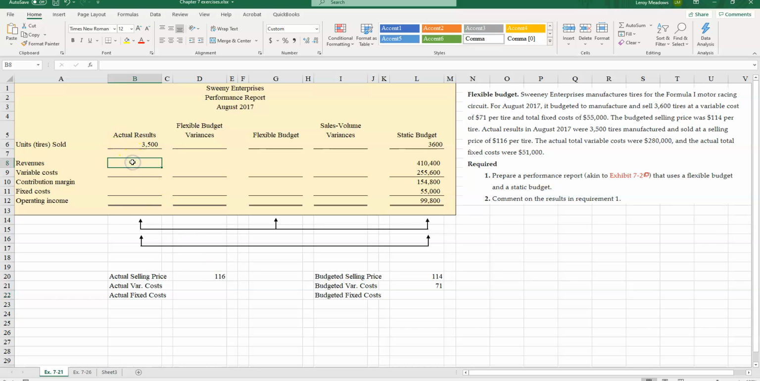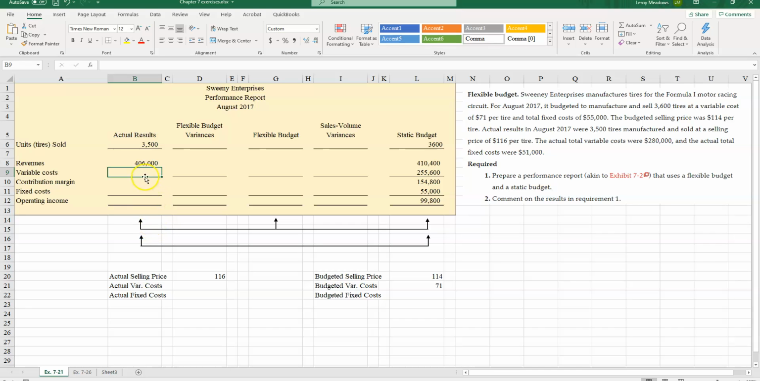So what were my actual revenues? Well, my actual revenues is simply going to be the actual number of units sold, and that was 3,500 times my actual selling price. So when I take my actual number of units sold, 3,500, multiply that by my actual selling price of $116, I actually had $406,000 worth of revenue.